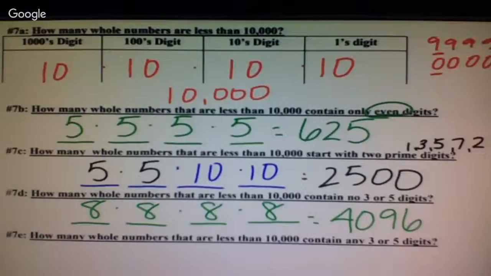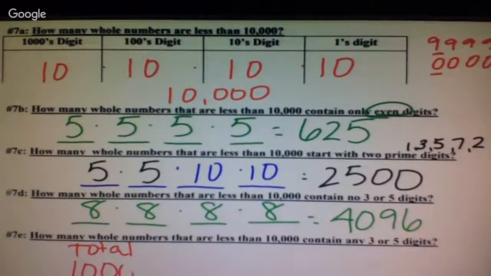This last one says I want a 3 or a 5 anywhere in that number. If I made you do this out longhand, you would... Okay, so think about it this way. How many total numbers do I have that are less than 10,000? We solved for this already. How many whole numbers are less than 10,000? You gotta count zero. You already did that.